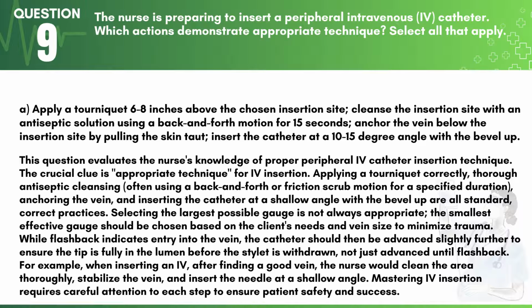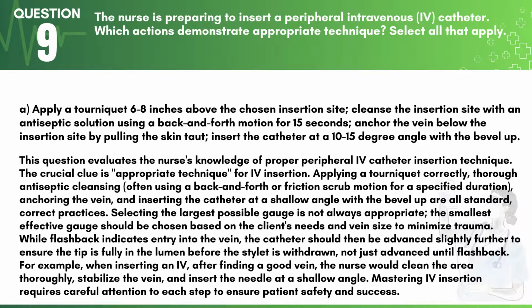This question evaluates the nurse's knowledge of proper peripheral IV catheter insertion technique. The crucial clue is appropriate technique for IV insertion. Applying a tourniquet correctly, thorough antiseptic cleansing, often using a back and forth or friction scrub motion for a specified duration, anchoring the vein, and inserting the catheter at a shallow angle with the bevel up are all standard, correct practices. Selecting the largest possible gauge is not always appropriate.